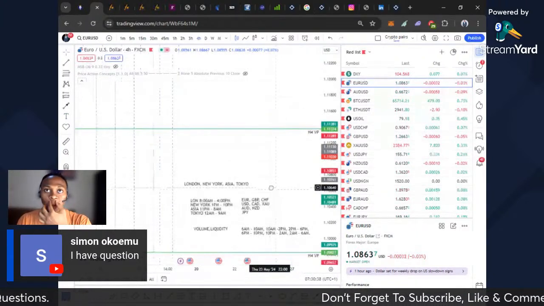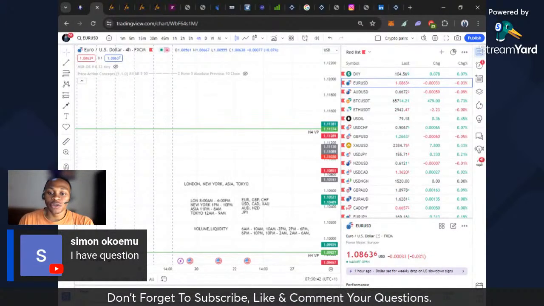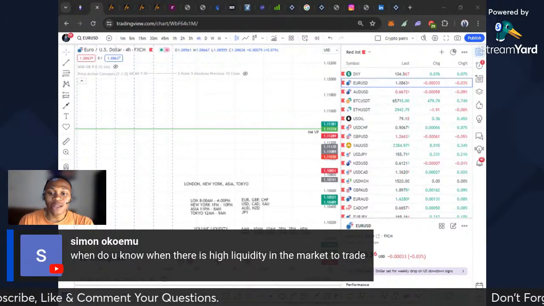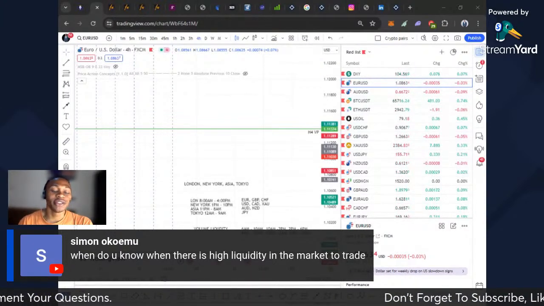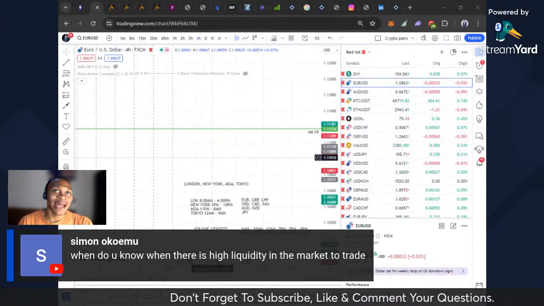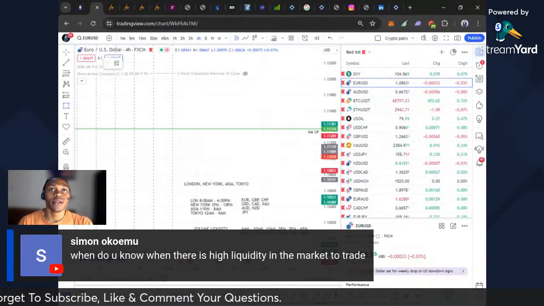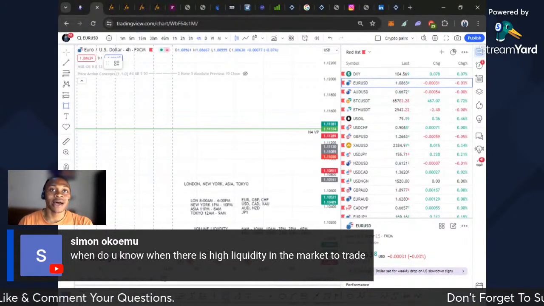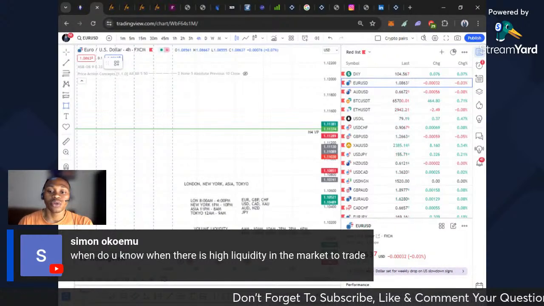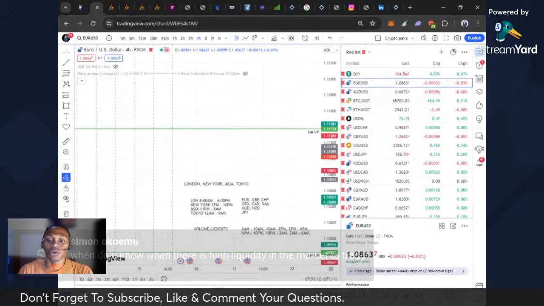Good. So, Simeon, your question is, how do you know when there is high liquidity in the market to trade? The answer, Simeon, is during a market overlap. Yes, during a market overlap. That is when you would know that there is high liquidity in the market to trade.